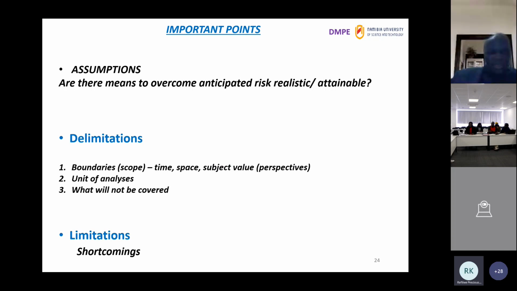When you make assumptions in your methodology, it might imply some risk, because what if your assumptions are not strictly valid? Are there means to overcome the anticipated risk? Or are the risks attainable?